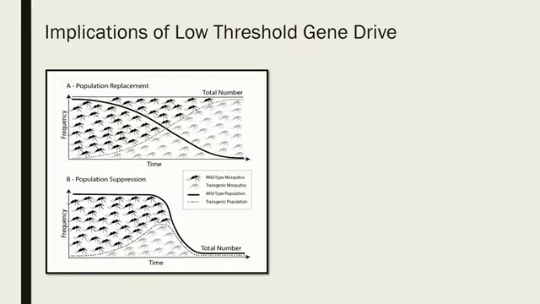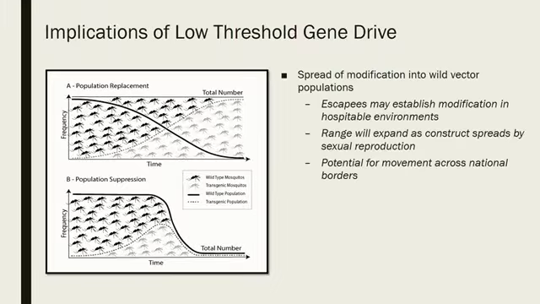This is very different from population suppression, when the gene drive mechanism suppresses reproduction and causes a collapse in the mosquito numbers. So in essence, you may actually result in elimination of the mosquito on a very wide scale.